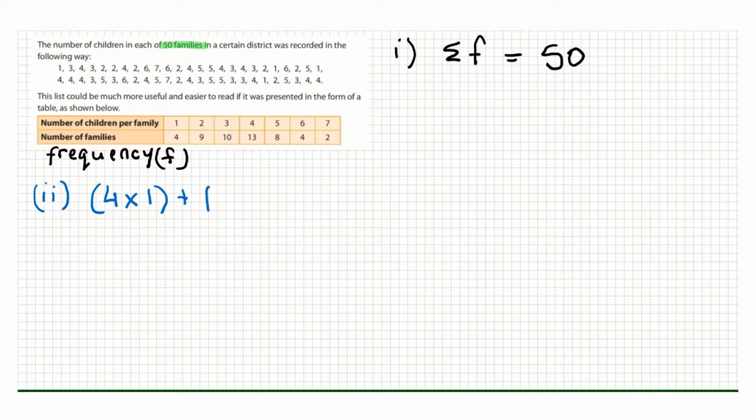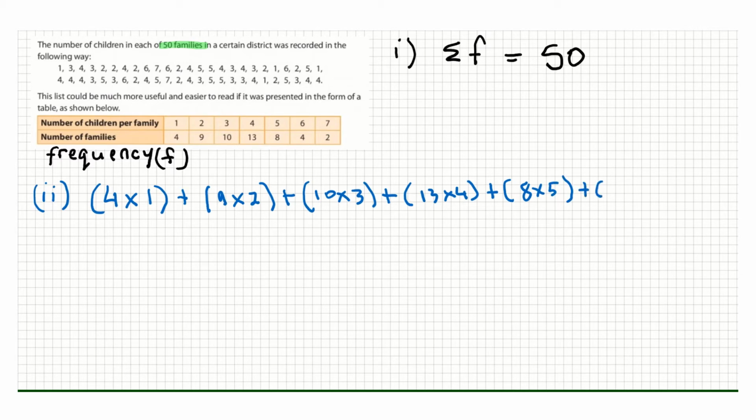9 families had 2 children. Keep following me on the table here. So that's 18 children. 10 families had 3 children. 13 families had 4 children. 8 families had 5 children. 4 families had 6 children. 2 families had 7 children.